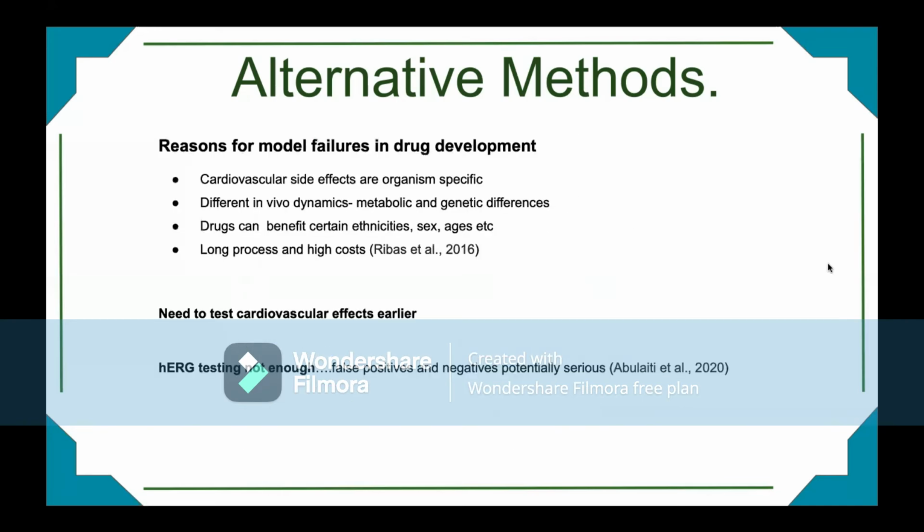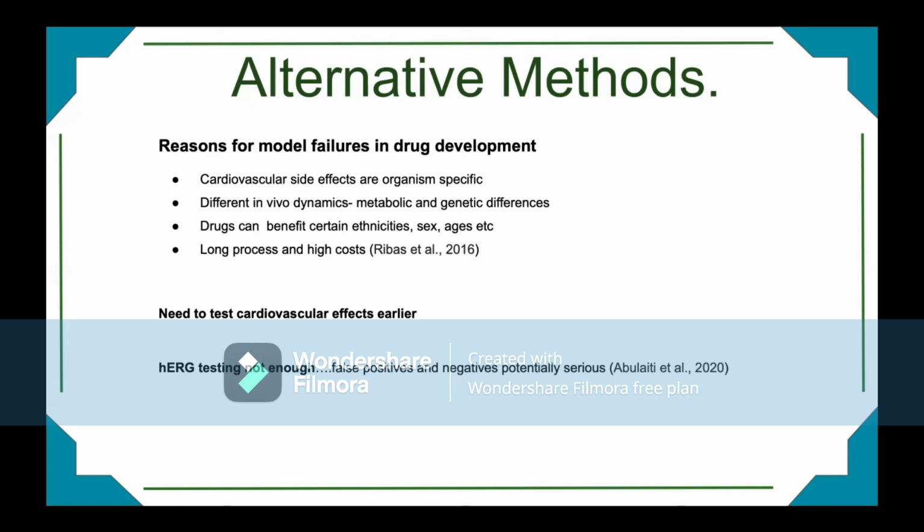So, reasons for model failures in drug development. These cardiovascular side effects that are causing failures in clinical trials are generally caused by systemic toxicity and also metabolites, and these tend to be organism specific. So we can study it in a rabbit, but it's going to be different to what it is in a human. We also have differences in in vivo dynamics between species, so humans compared to animals, and these are caused by metabolic and genetic differences.